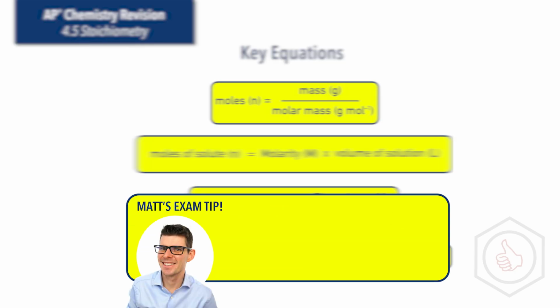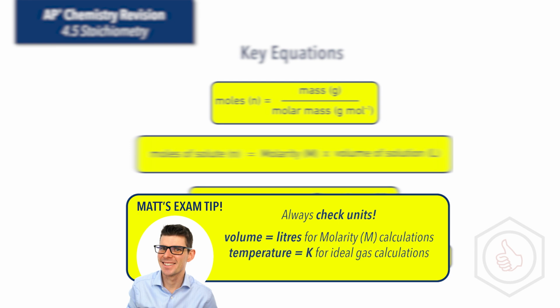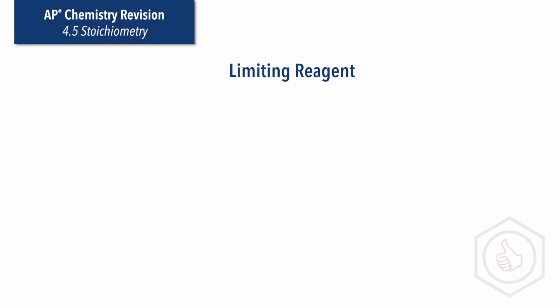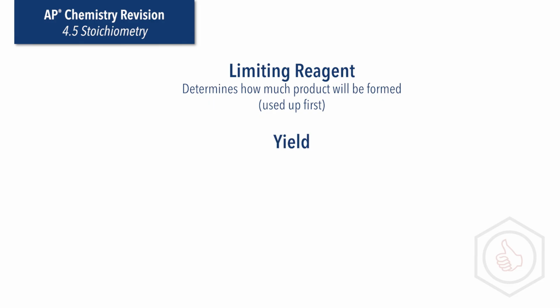Exam tip here: when calculating or converting molar amounts, always make sure you check your units thoroughly and carefully. For example, volume with solution calculations must be in litres for molarity, and temperature for the ideal gas equation must be in Kelvin. The limiting reagent in a given reaction is the reactant that will determine how much product can be formed. In other words, there isn't enough of this reactant to react with all of the other reactants, which are in excess.